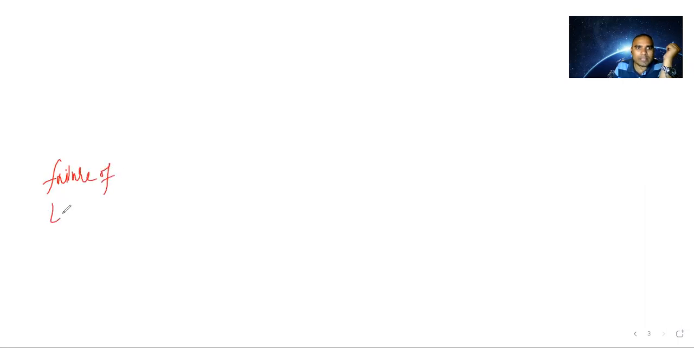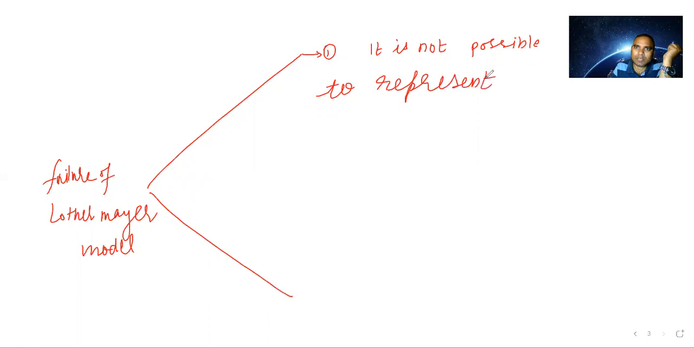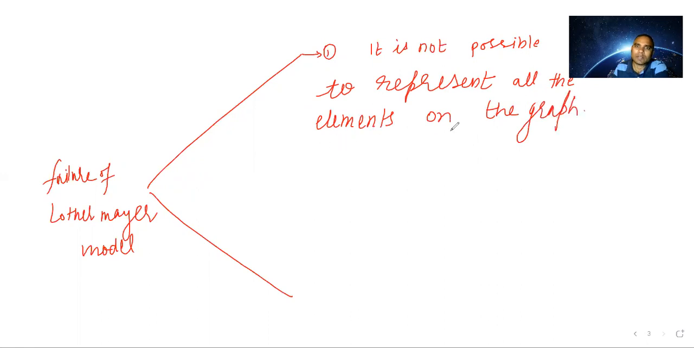Failure of the Lothar Meyer model. If you talk about the failure, the first point is that it is not possible to represent all the elements on the graph. So this model fails.